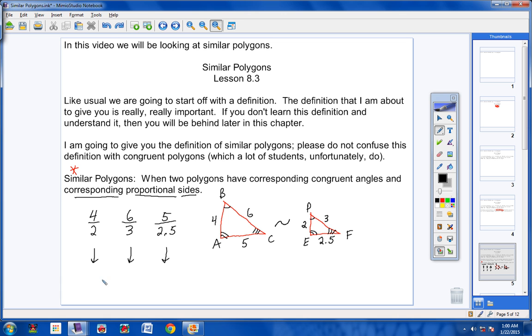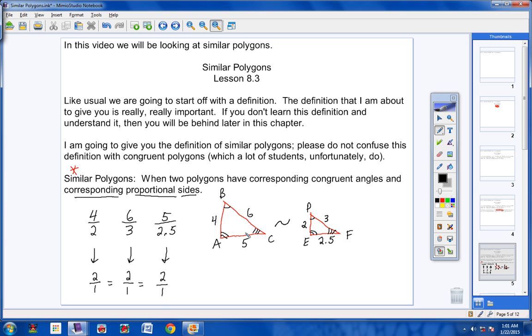If I reduce all three fractions and I get the same fraction, then yes, it is. These two triangles are similar. So 4 over 2 reduces to 2 over 1, or just 2. 6 over 3 reduces to 2 over 1, or just 2. And 5 over 2.5 does reduce to 2 over 1, or just 2. So are all three fractions the same?